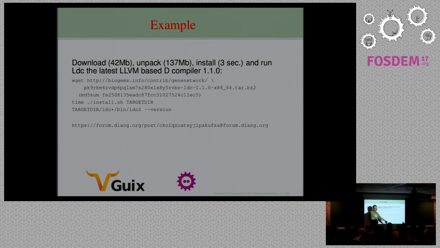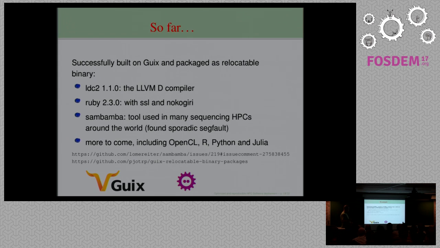And it comes with batteries included, right? Because all the shared libraries are with it, the glibc included. So you don't have this typical problem that you get these glibc incompatibilities or LLVM incompatibilities, because the kitchen sink is just included. So far I've tried LDC, I've tried Ruby with SSL and Nokogiri, which are also notorious. And then a Sambamba tool, which is a tool that is written in the D language, and it's actually deployed among many HPCs around the world.